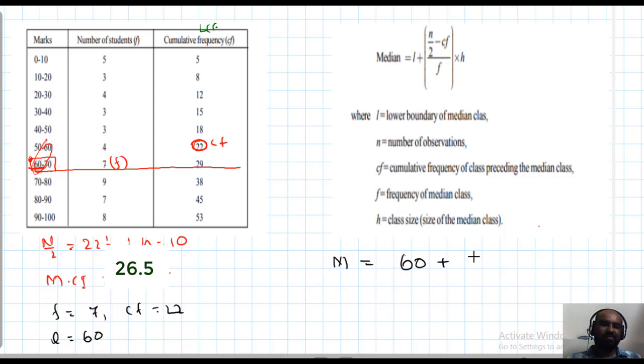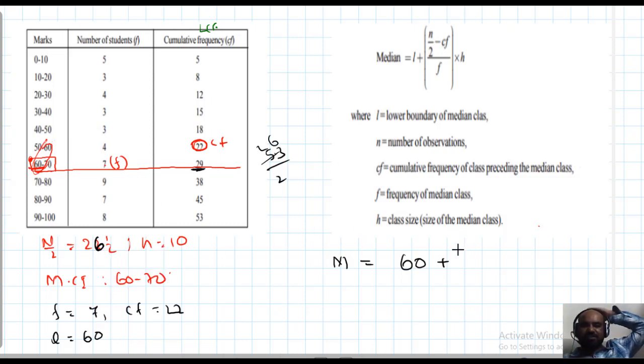60 plus N by 2. N by 2 means 45 by 2, sorry, 53 by 2. 2 2s are 4, 26 and a half, I think. Something is wrong, I made a mistake. No problem. 26 and a half also crosses 29? That is not a big issue for us. Yes, 26 and a half.